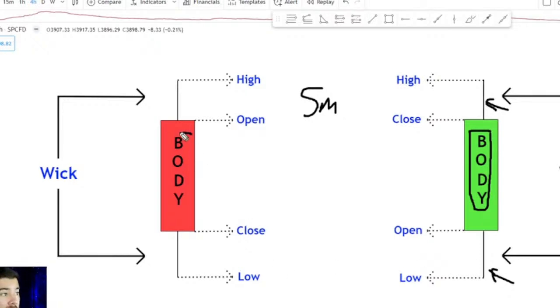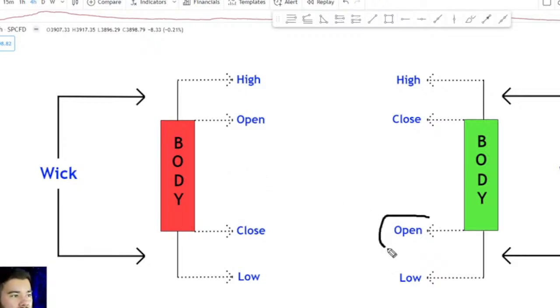A red candle has a body as well, but the body of this candle is red because it represents a 5-minute period where price closed below or went lower during that 5 minutes. To make this really simple, let me go ahead and explain the open, high, low, and close. The open of a candle is where it opened during that 5-minute period.